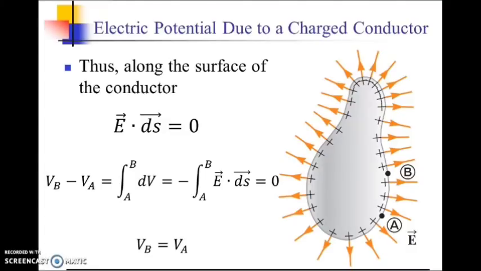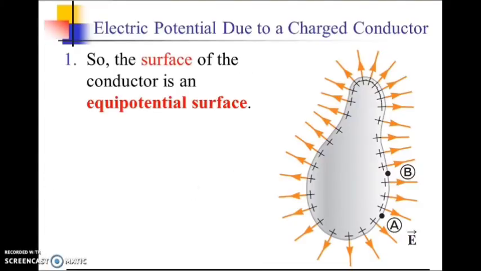So this is how we prove that any 2 points on the surface of a conductor will have exactly the same potential if the conductor is at electrostatic equilibrium. So VB is equal to VA. We could have chosen any 2 points. So the conclusion is that electric potential is the same everywhere on the surface of the conductor. This means that the surface of the conductor serves as an equipotential surface.